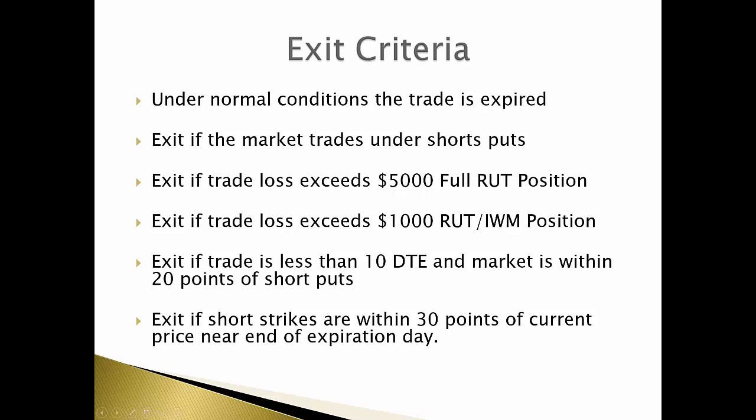And I'm going to exit if my short strikes are within 30 points of the current price at the end of expiration day. So I come to the end of expiration day, if I'm within 30 points of my short strikes on either side, I'm just going to exit it. I'm not going to expire it. If I'm more than 30 points, that's pretty safe. The Russell's only gapped more than 40 points for an expiration settlement value one time in history. So very, very unlikely there.